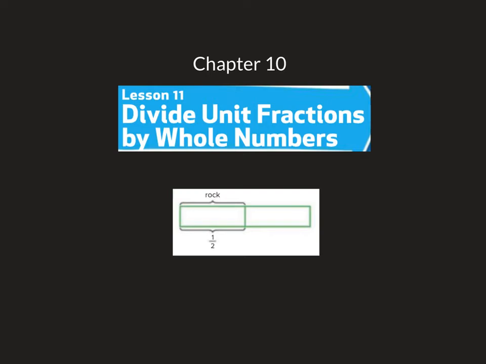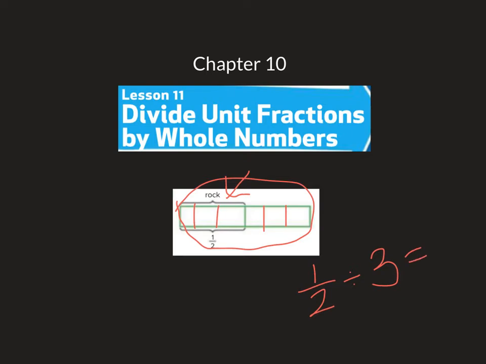So for example, this picture right here, if this is the whole rock, we're looking at just half of the rock. And let's say I wanted to divide it into 3 equal pieces. So if I took half a rock and divided it into 3 pieces, I'd have to do the other half too to get the total amount of pieces, right? In the whole. So 1/2 divided into 3 equal pieces is 1/6.